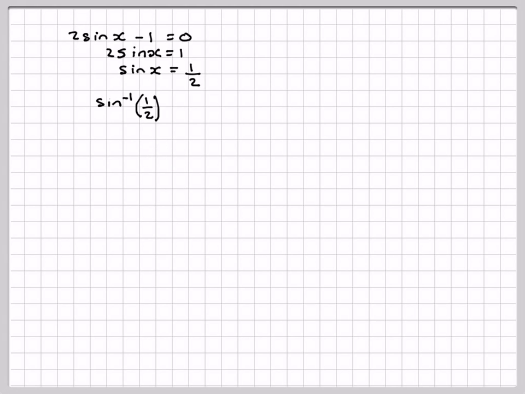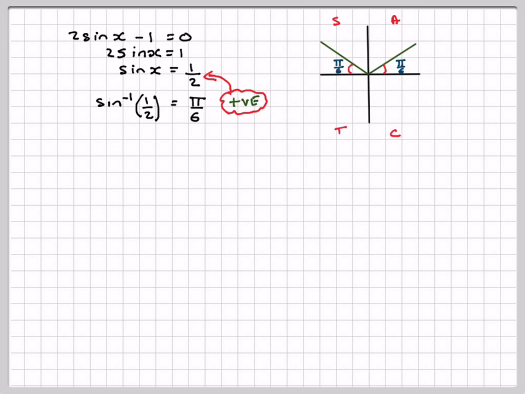Sine to the minus 1 of 1/2 is pi by 6. Doing our CAST diagram, and we want to know where it is positive. So it's positive in the first and the second quadrant, so you make your angle pi by 6 with the, making sure your angle is pi by 6.